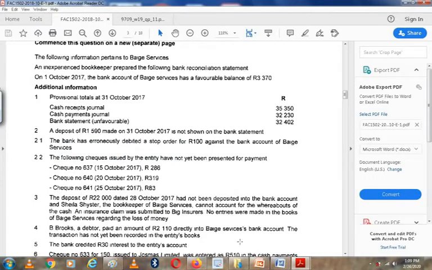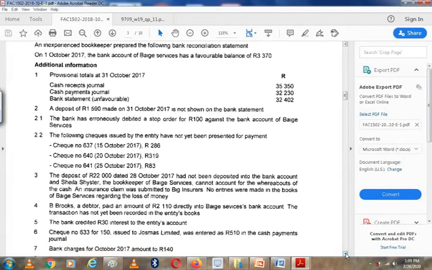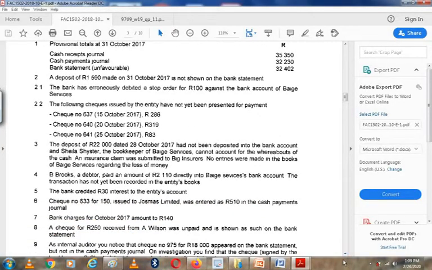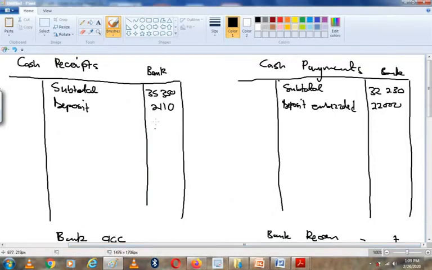The bank credited 30 Rand interest to the entity's account. Right, so we received interest. Obviously, this interest shows on our bank statement. That's how we can find out. But it's not yet recorded in our books. Therefore, we record it in our cash receipts as well. 30 Rand, that's interest.